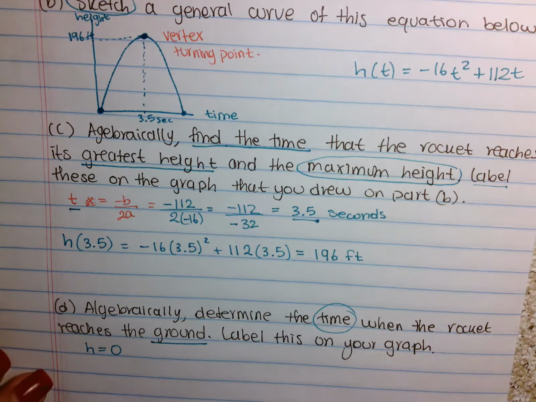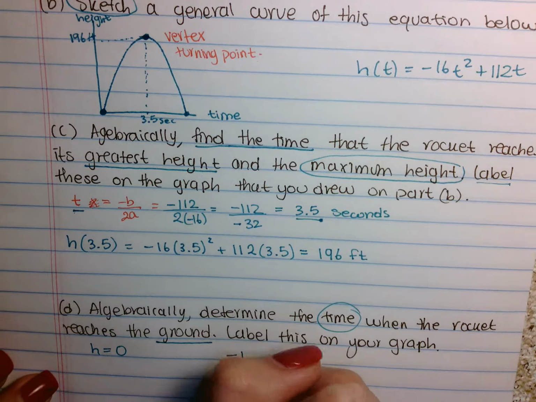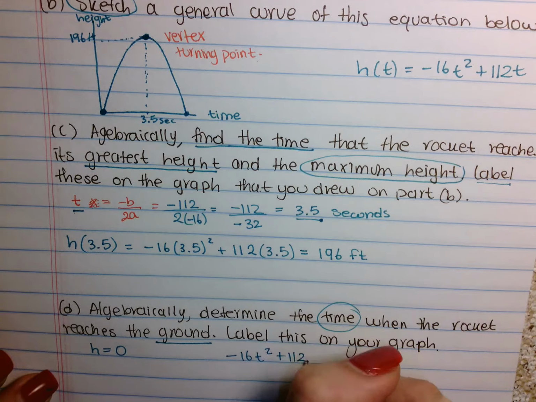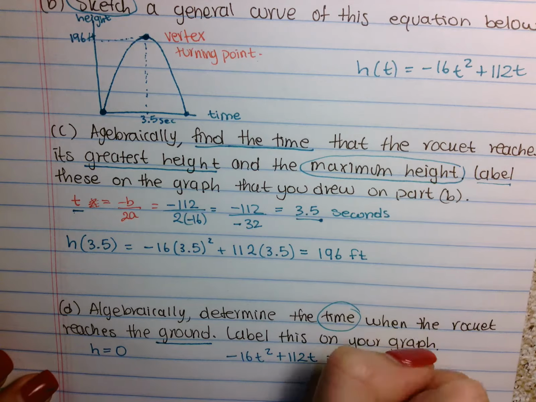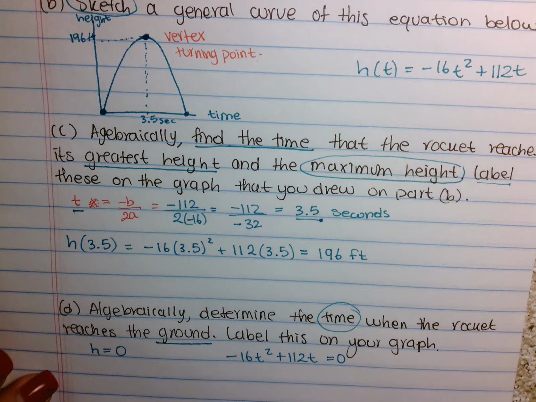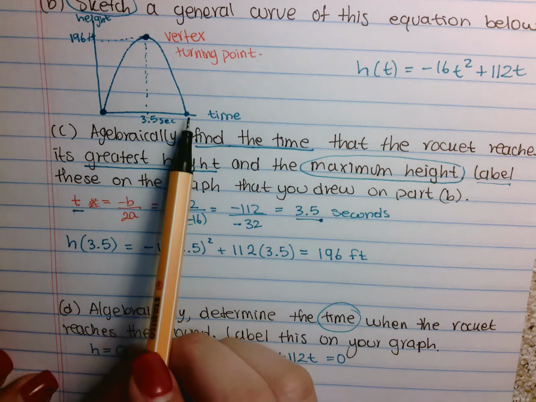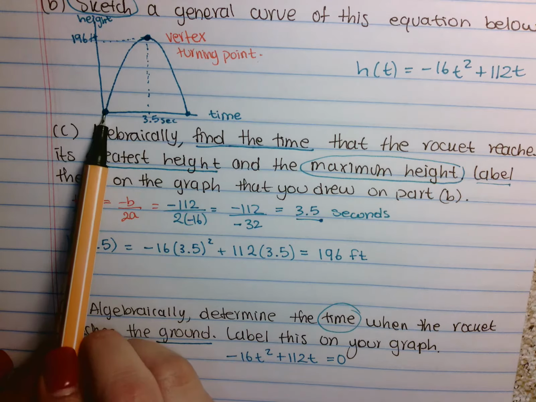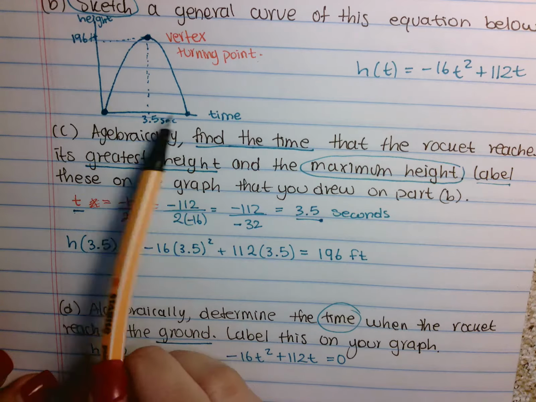So I have my equation: negative 16 t squared plus 112 t, and I know that my height is going to be 0. And I'm solving for t. So I notice, based on my little graph here, you should know that you should be getting two answers. One is getting to the ground, is that point right here, which is 0, 0, and that point right here. So I should be getting both of these out.